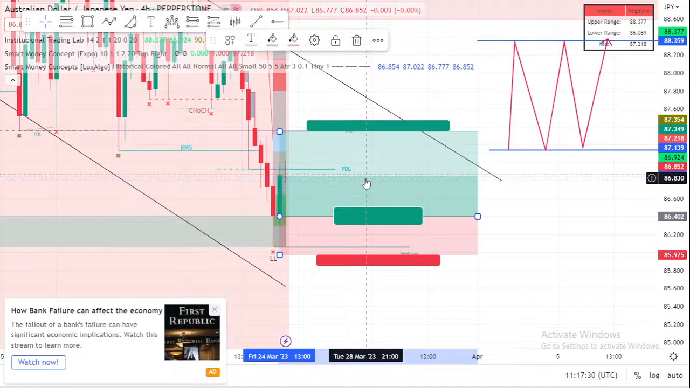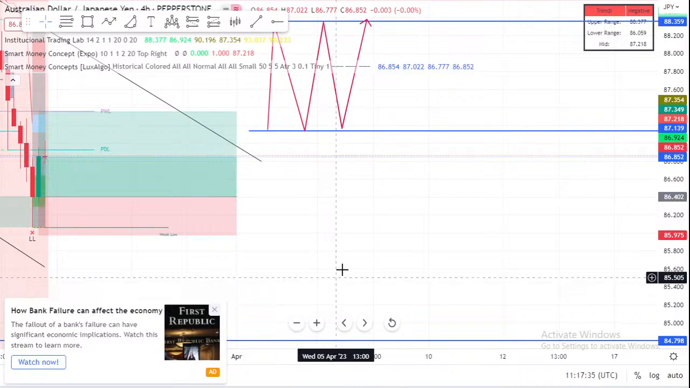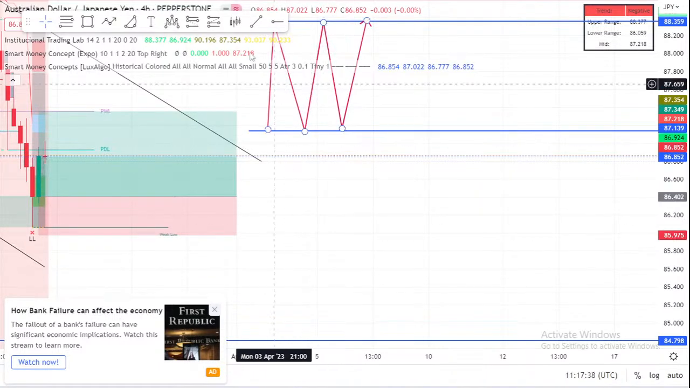But if you wait, because I know you've seen these memes where somebody entered the market, was in profit, and took a position around this zone over here.